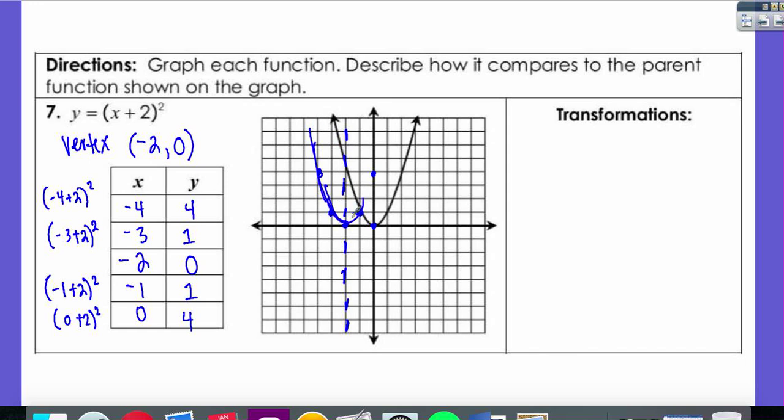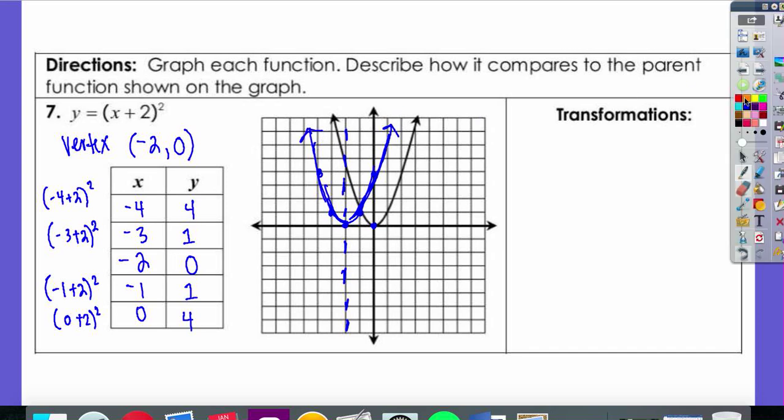Another way we could have done that, instead of plugging it all in, is to choose some good, clean ordered pairs from the original graph. Just like my vertex shifted left 2, all the other points on the graph are going to shift left 2. So I take each point, go back 2, and put it here, and I could have plotted them. You could have done it by plugging it all in, or you could have just shifted all the good, clean ordered pairs back 2.